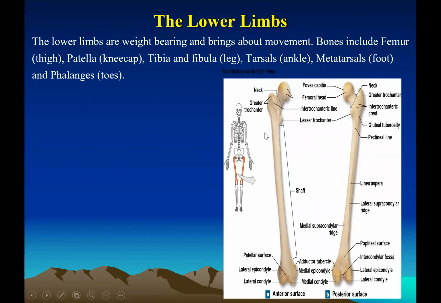So here's the proximal epiphysis. It has the head, the neck, the greater and lesser trochanters, the intertrochanteric lines, and the crest. And this is the shaft that is found at an angle.